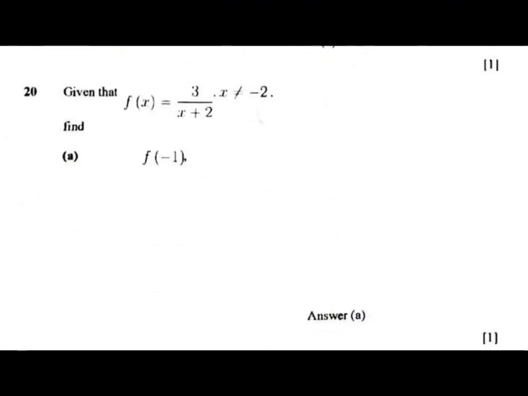Given that f of x is equal to 3 over x plus 2, and that x is not equal to minus 2, find f of minus 1. In this case, for every place where we see x, we replace it with minus 1. So f of minus 1 is equal to 3 over minus 1 plus 2, which gives us 3 over 1, because minus 1 plus 2 is the same as 2 minus 1, which is 1, and then it is just equal to 3.